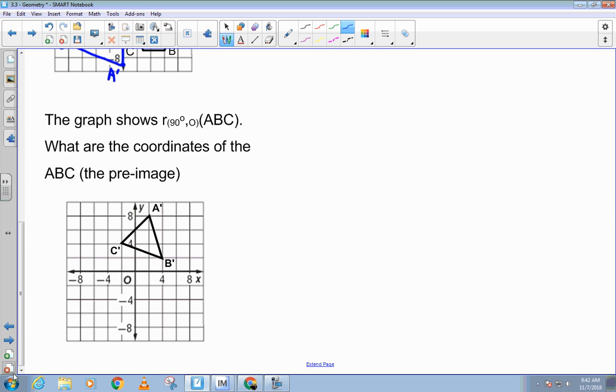Okay, now let's think about it. This is after a 90-degree rotation. So my figure was here, right? And it went 90 degrees in the counterclockwise direction, yes? So if I want to go back, what is that? -90, right? Which is 270, yes? So I could use that rule. Okay, so what would that rule be?